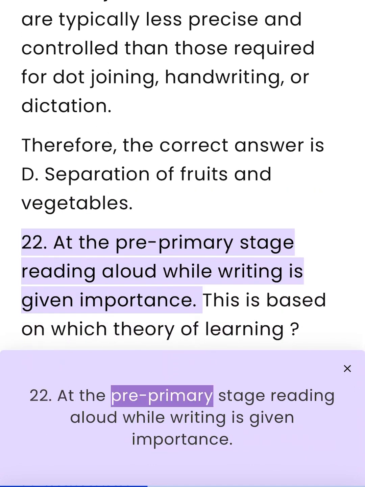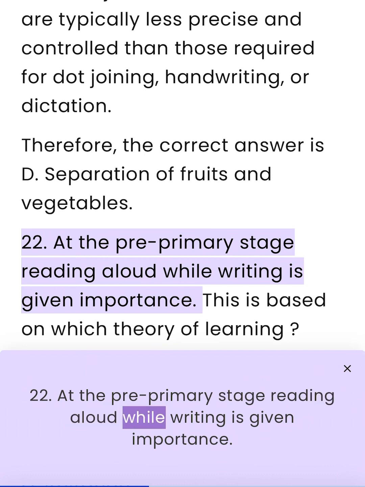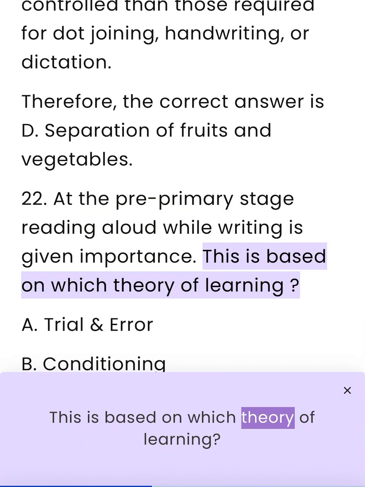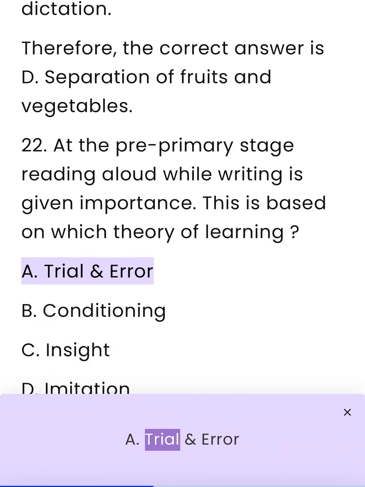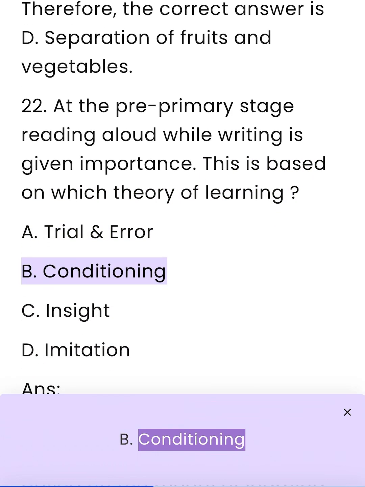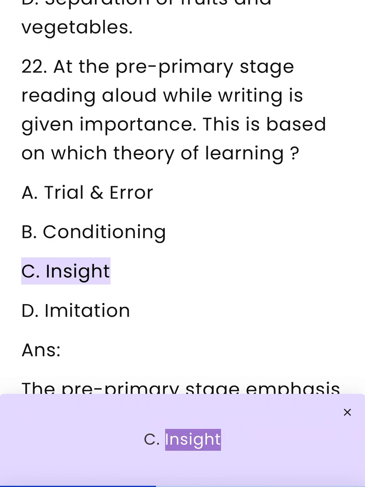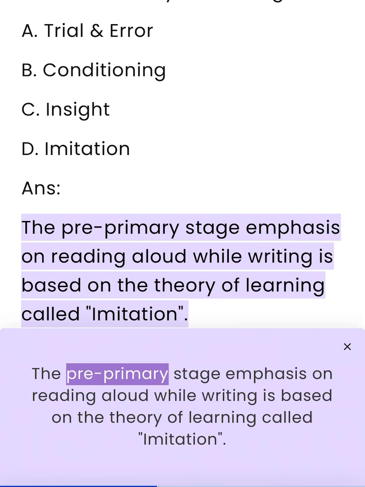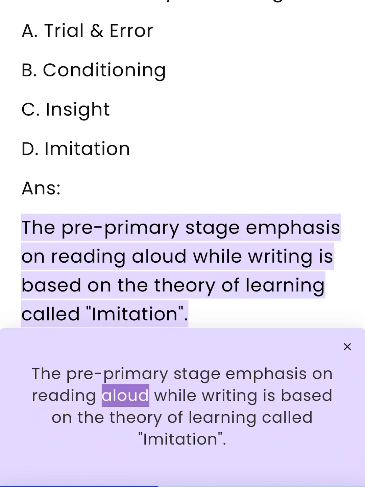22. At the pre-primary stage, reading aloud while writing is given importance. This is based on which theory of learning? A. Trial and error. B. Conditioning. C. Insight. D. Imitation. And the pre-primary stage emphasis on reading aloud while writing is based on a theory of learning called imitation.